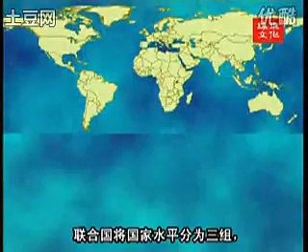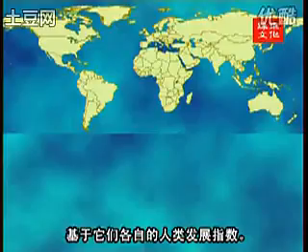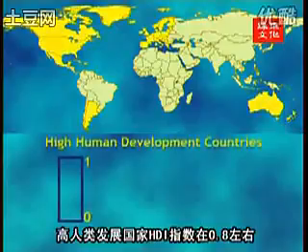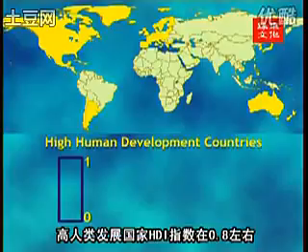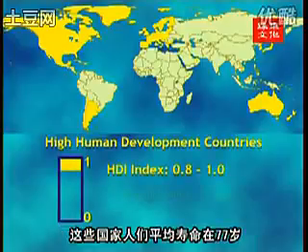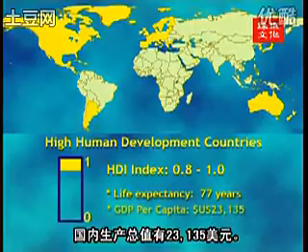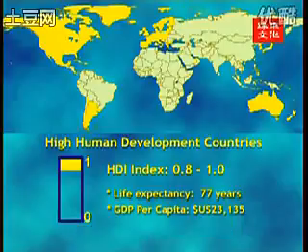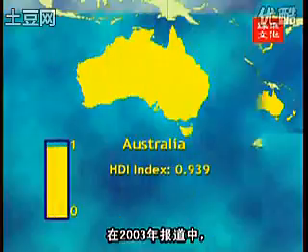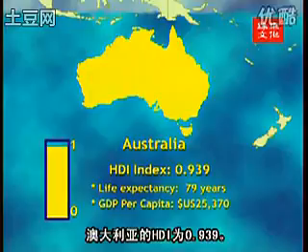The United Nations divides countries into three groups, based on their Human Development Index. High human development countries have an HDI of 0.8 or above. These countries have an average life expectancy of 77 years and a GDP per capita of just over $23,000 US. In the 2003 report, Australia had an HDI of 0.939.